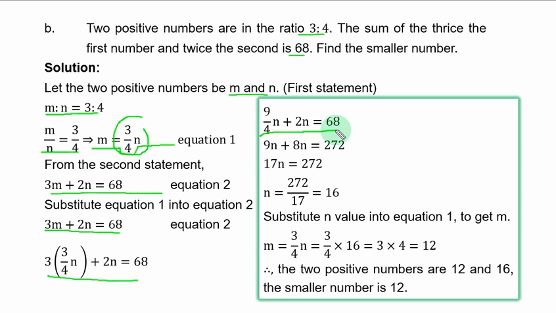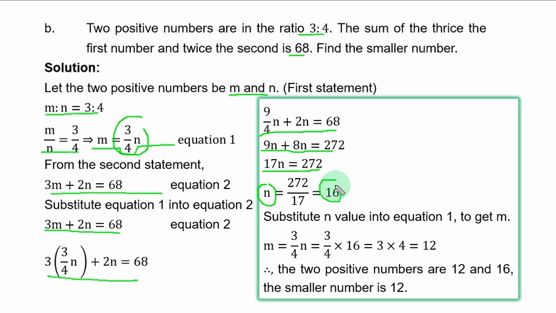You can multiply through by 4 to clear the fraction, and you have 9n plus 8n equal to 272. That is 68 times 4. If you add the common terms, you have 17n equal to 272. Divide through by 17, n is equal to 16.